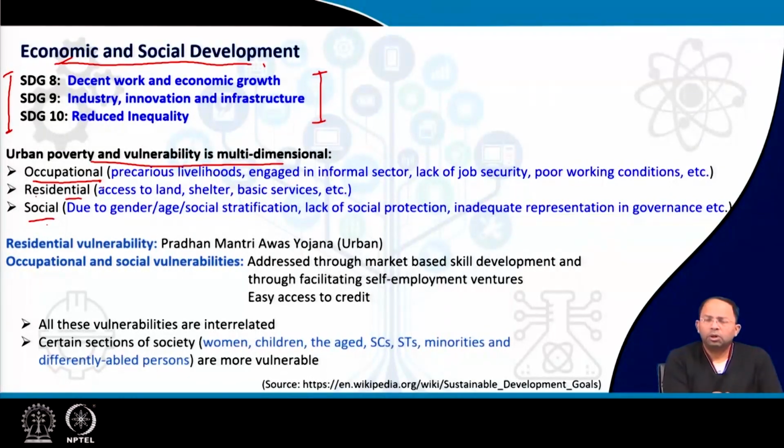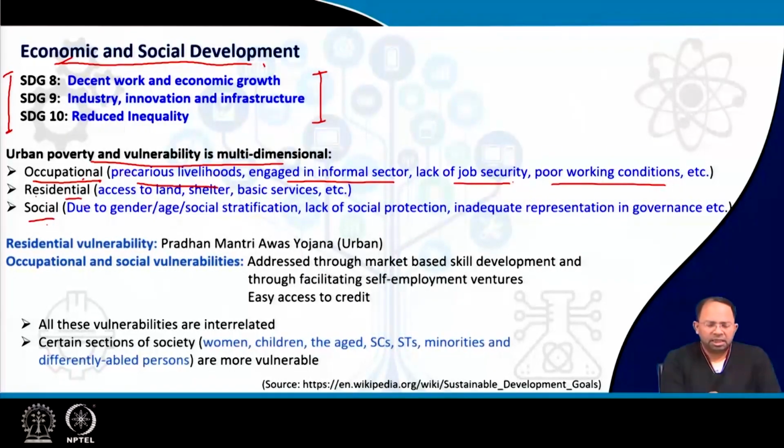For example, when we talk about occupational, many people in urban areas are engaged in precarious, risky livelihoods, engaged in the informal sector. So not everybody works in the formal sector, and because they're in the informal sector, they are neither covered by different kinds of protection schemes such as insurance or pension schemes and so on. Then lack of job security, poor working conditions. So all these are different issues in urban areas, and we have to improve upon that. So these are occupational issues.